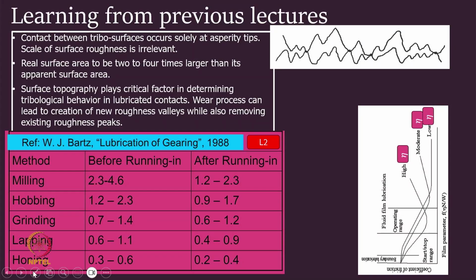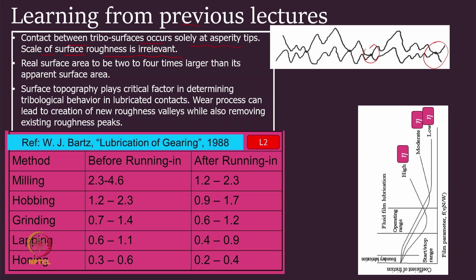We have covered several lectures, so I'm just trying to briefly recap what we have learned from previous lectures. First, we have shown that most of the surfaces are rough surfaces, and we also learned that contact between tribo surfaces occurs solely at the asperity level. Even if we reduce the surface roughness, the contact will still be at the asperity level. That's why it has been written that the scale of the surface roughness is irrelevant.